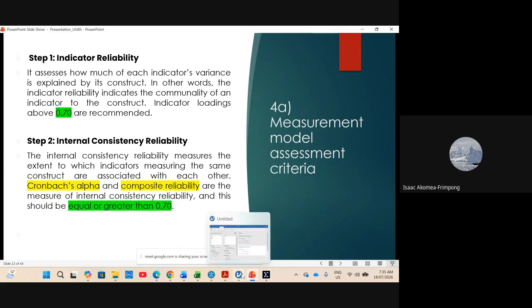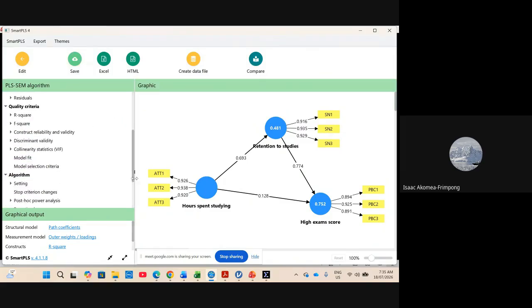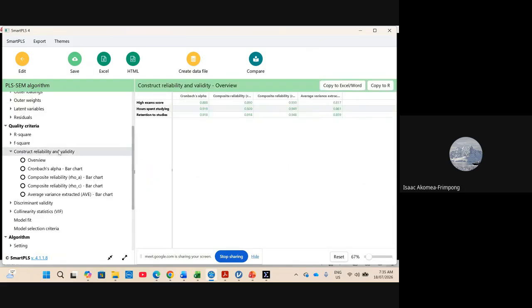Okay, great. So when you run your SmartPLS, just come down on the left-hand side, and you see the construct. Just under the quality criteria, click on construct reliability and validity. Then you see the Cronbach's alpha. So here they are all okay, they are all fine.